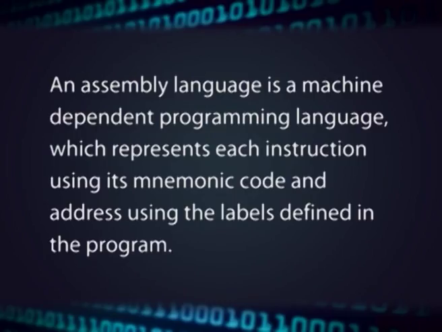An assembly language is a machine dependent programming language which represents each instruction using its mnemonic code and address using the labels defined in the program. The assembly language consists of English like words called mnemonics. Each statement in the assembly program is either an instruction mnemonic or a directive to the assembler to do a particular task. The facility of data declaration is also convenient as compared to writing the binary or hexadecimal equivalent of a number. However, an assembly program requires conversion to machine language program so that it can be executed by the CPU. Therefore, today we are going to study a special type of software called assembler.